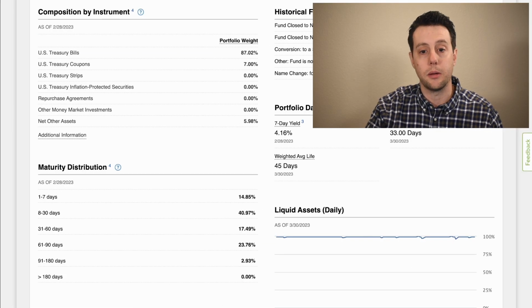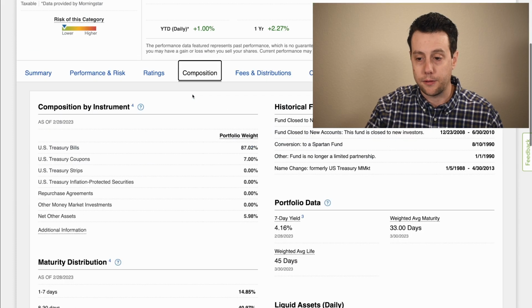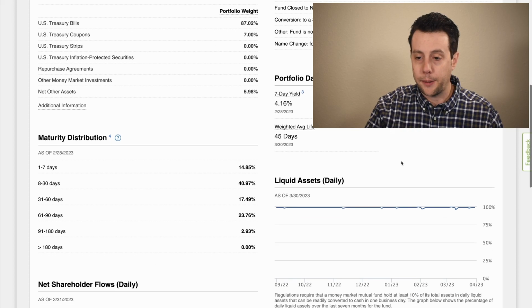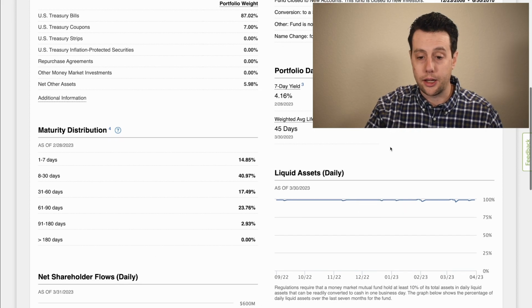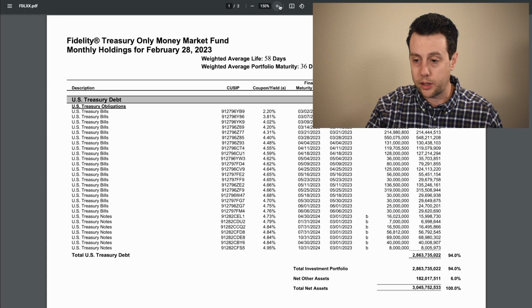When we compare this to my favorite fund, the FDLXX, this is a Treasury-only money market fund. It has a slightly lower yield, but you can see that it's almost all in Treasury bills and coupons with different maturities. The average maturity is a bit longer, but liquid assets are quite high, nearing 100%. And if you look at the composition of this fund, it's actually quite simple. It all fits right on this page. They hold U.S. Treasury bills and notes that mature pretty soon.